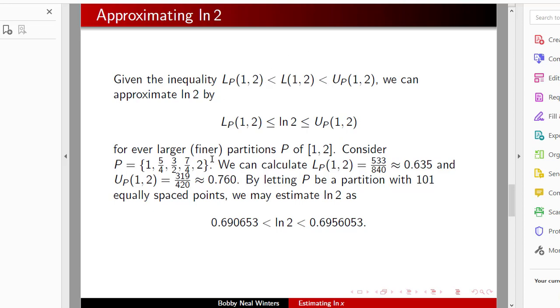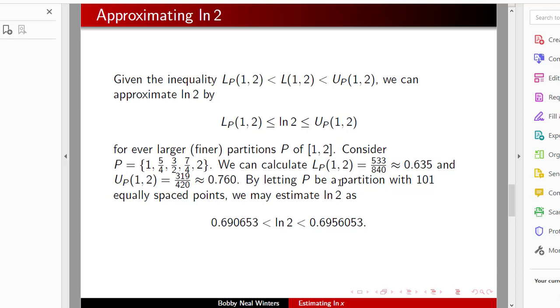So let's start out with a partition that just has 5 points in it, and just calculate. This is something that you can do with your calculator. And so L_P of [1,2] is 533 over 840. That's approximately 0.635. And if I do it for my U, that's 319 over 420, which is approximately 0.76. So, there's some leeway in there. We don't even have one decimal place.